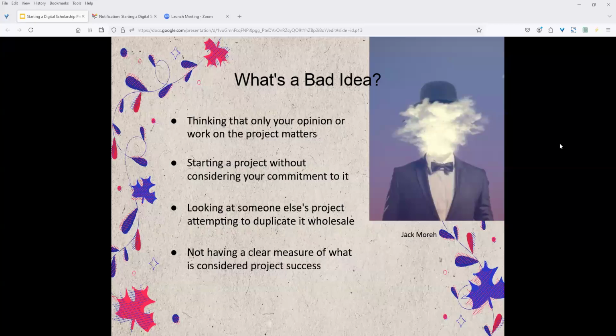Starting a project without considering your commitment to it. Oh boy, that's a big one. We constantly underestimate the amount of time needed for any given task. We're human beings, after all. So you always want to start considering how much time you want to devote to this thing.